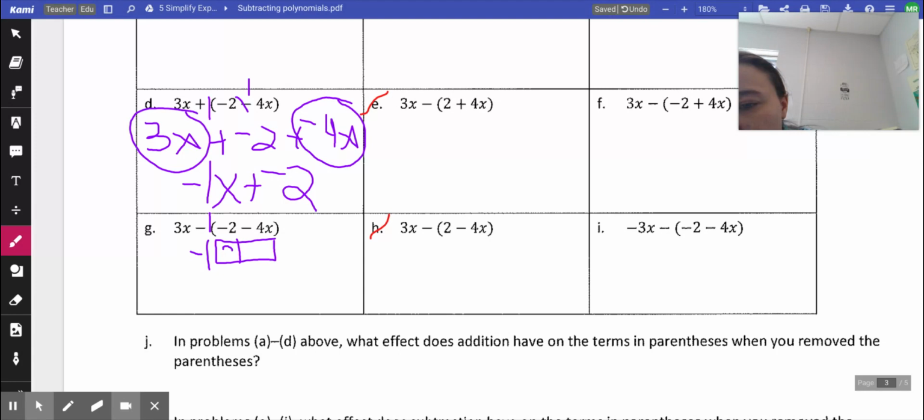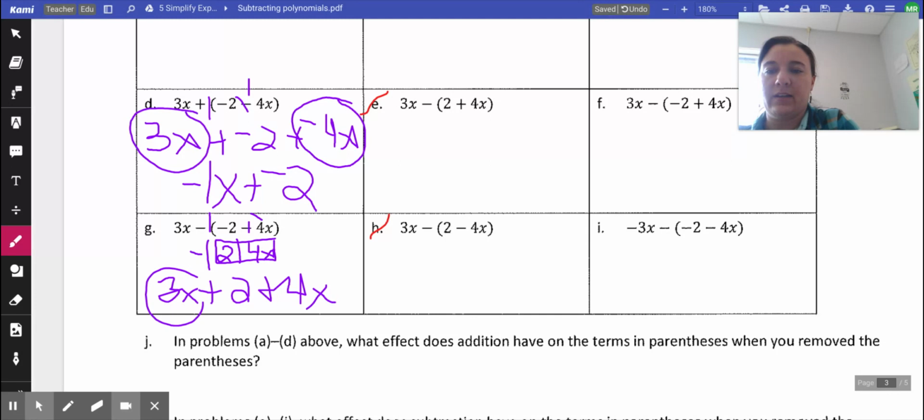A negative 1 times... better do this so it sticks out. A negative 4 is a positive 4x. So I've got the 3x and a positive 2 and a positive 4x. The x's still get added together, except this time they're different signs. 3 and 4 make 7x. And the 2 has nobody to get added with, so I copy it. And that's the final answer on that one.